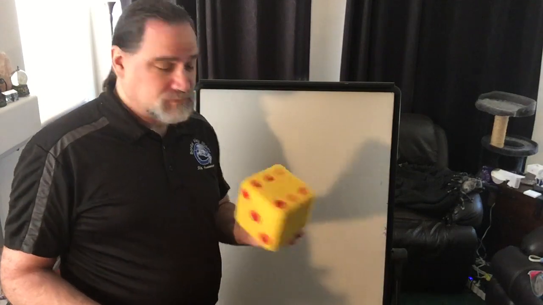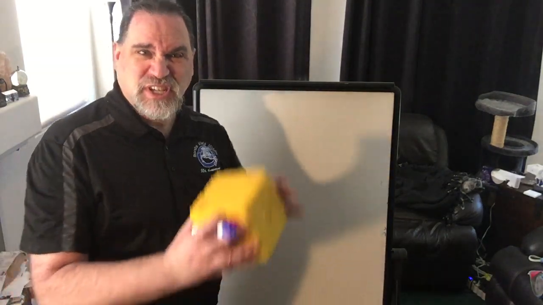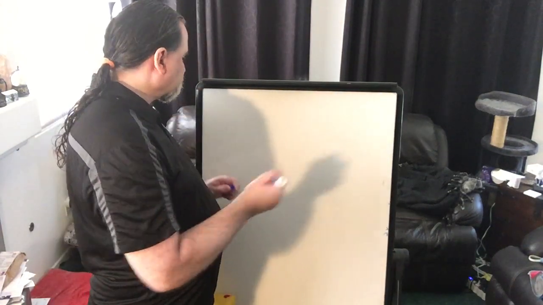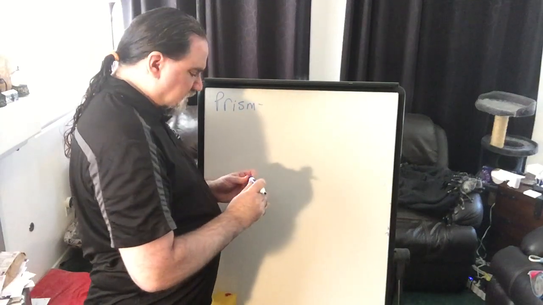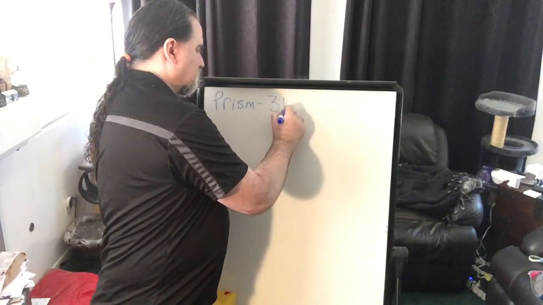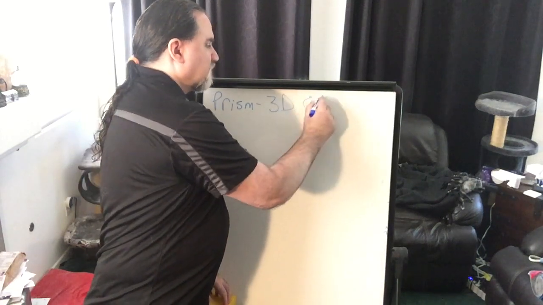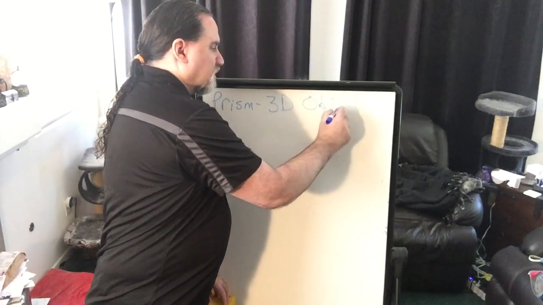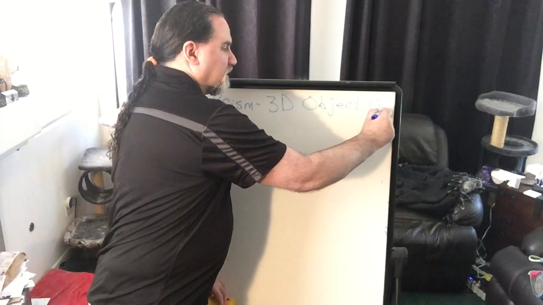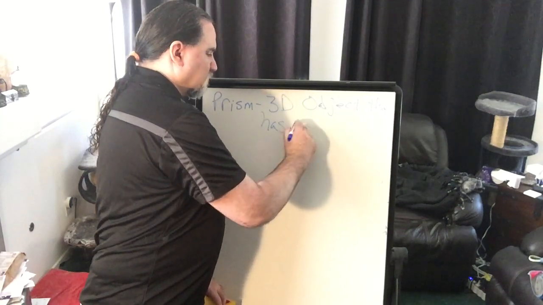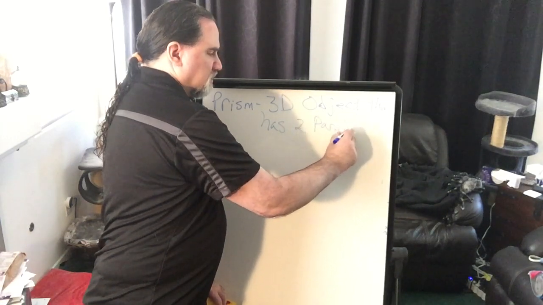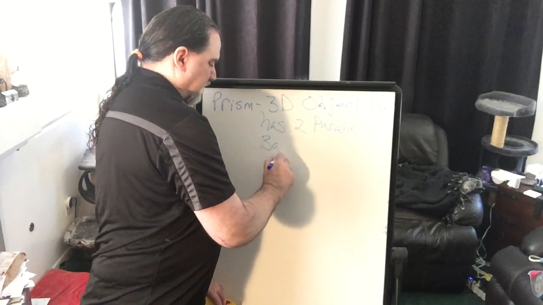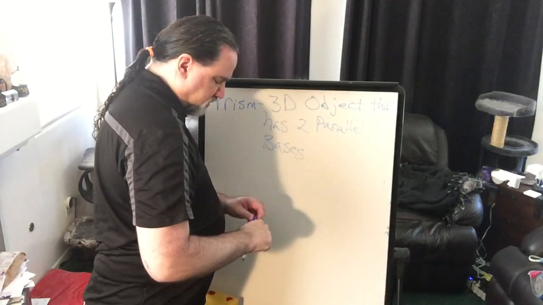So a prism, we need a textbook definition, and then I thought I'd use this for simple visualization. A prism is a three-dimensional, 3D object that has two parallel bases.